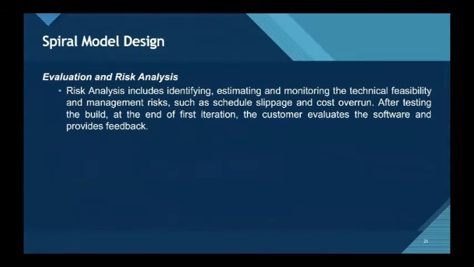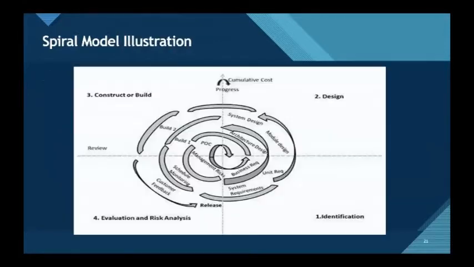Evaluation and risk analysis. Risk analysis includes identifying, estimating, and monitoring the technical feasibility and management risks, such as schedule slippage and cost overrun. After testing the build, at the end of the first iteration, the customer evaluates the software and provides feedback. So here is an illustration of the spiral model. Again, it consists of various phases such as identification, design, construct or build, and evaluation and risk analysis.